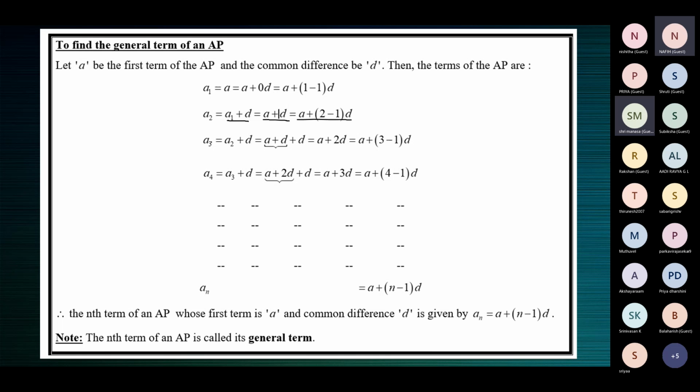Okay, let's do the third one. A3 is the second term plus a common difference, like we did: 3 plus 5, 8. The second term, 8 plus 5, 13. The third term, 13 plus 5, 18. Like that, we use the previous term to get the next term. So now A3 will be the second term plus a common difference.